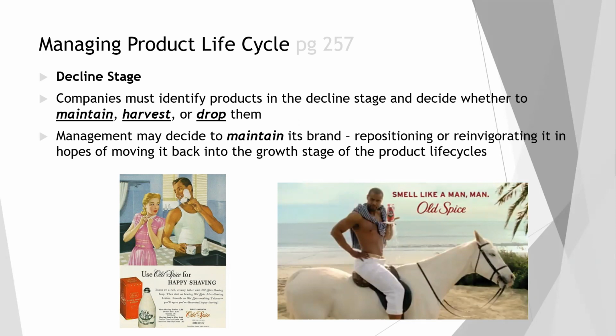So a great example of a company deciding to maintain its brand that was in the decline stage is Old Spice. So Old Spice used to be, back in like the 40s, 50s, 60s, a very common aftershave, a very common fragrance used for men. Like every single man used this. And after a few decades, it kind of became like the old man product. It really didn't appeal to younger audiences.